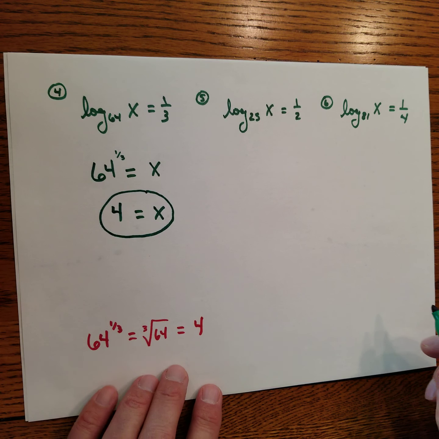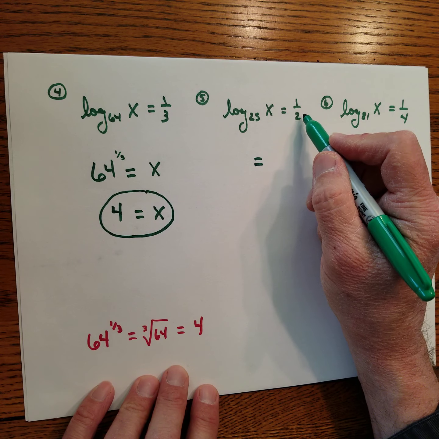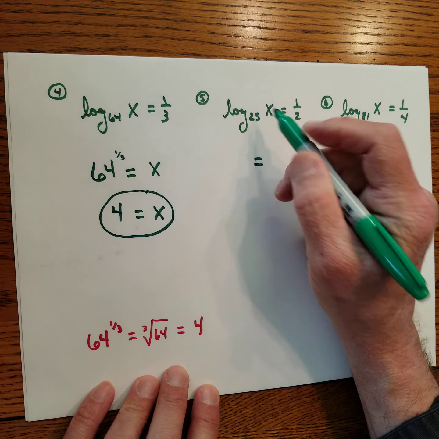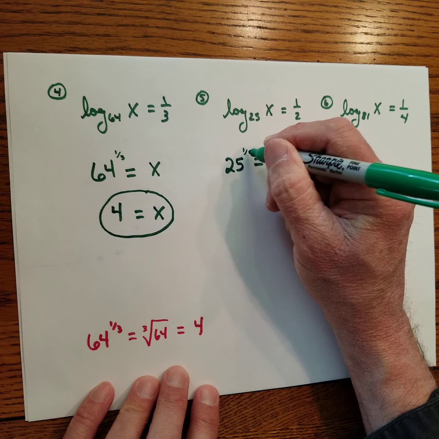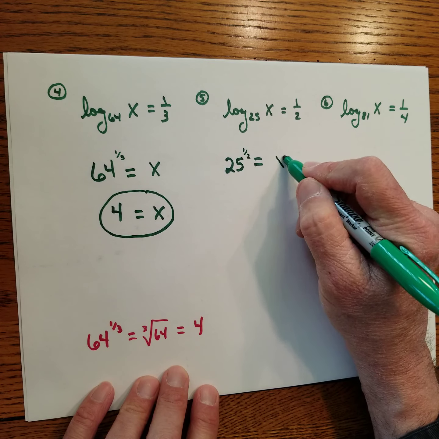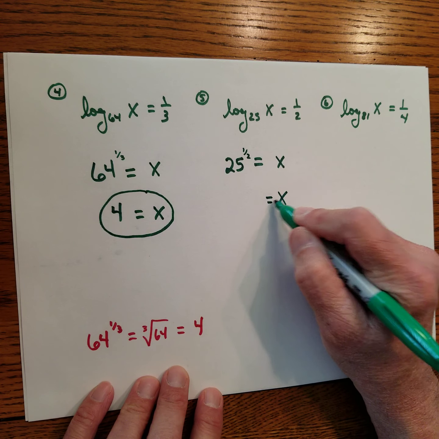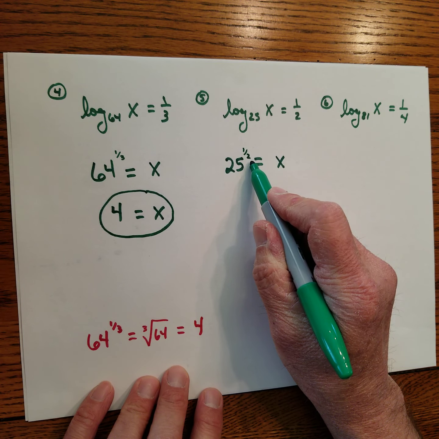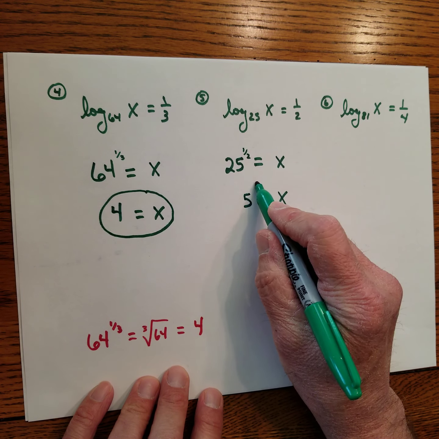Let's try number 5. To translate this into exponential form, 1/2 is the exponent that goes on that 25. 1/2 is the exponent that changes 25 into x. For my final answer, 1/2 power means square root, and the square root of 25, that's 5.